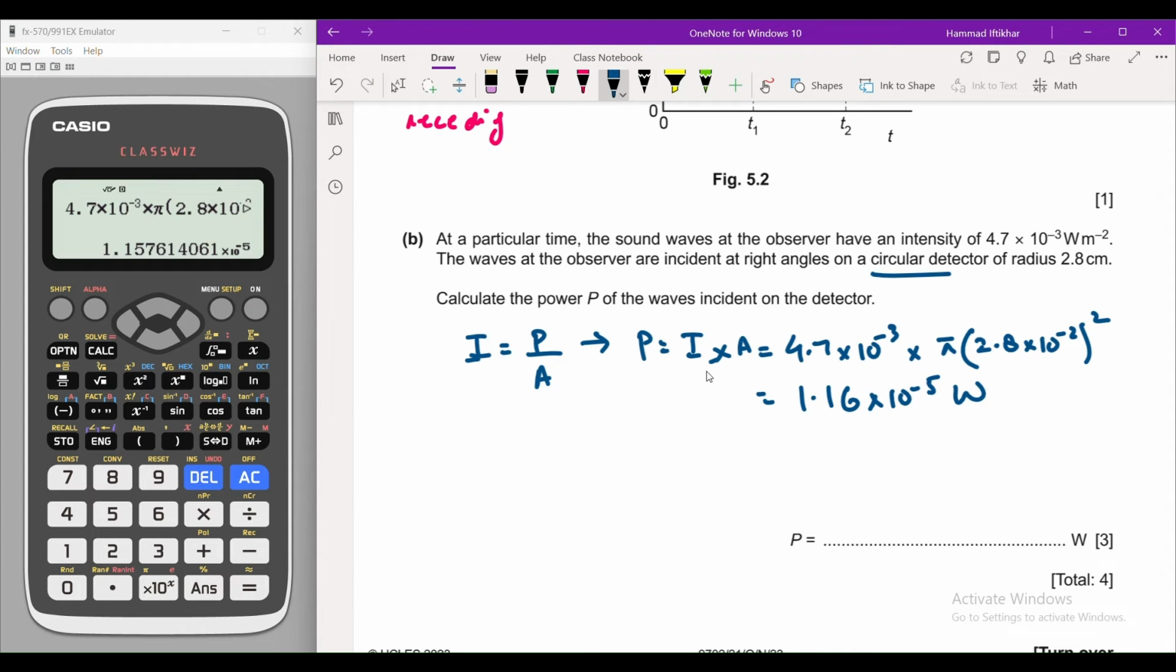Just to make sure we did the calculation correctly: intensity 4.7 × 10^-3 times pi r squared, with the radius converted into meters, whole squared. Okay, so we can convert this into two significant figures, so 1.2 × 10^-5 watts.